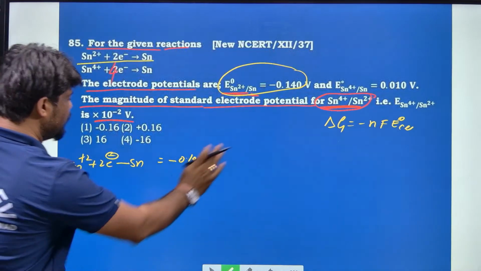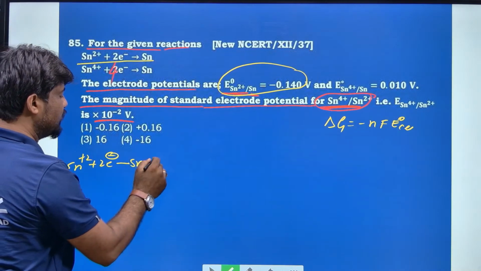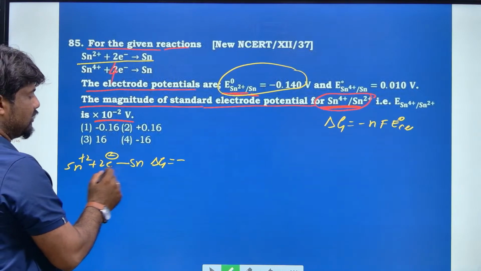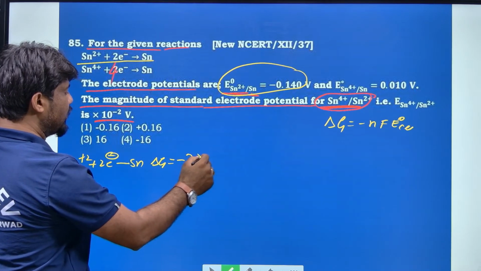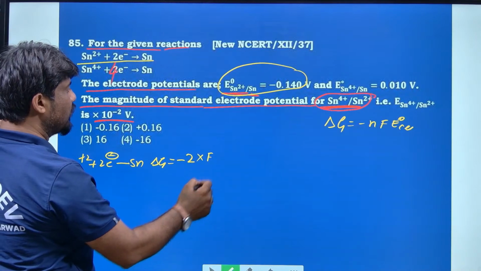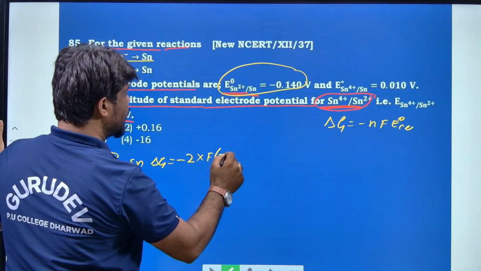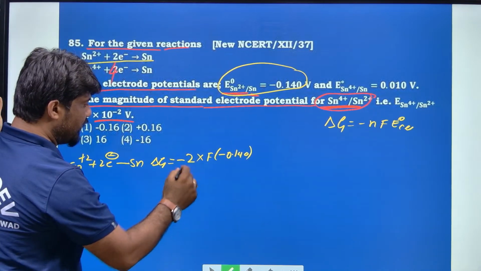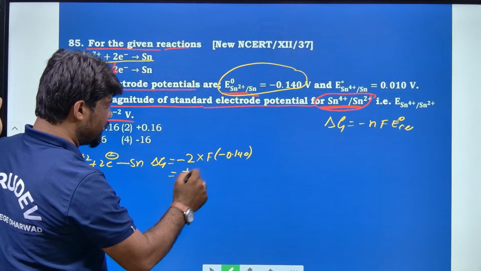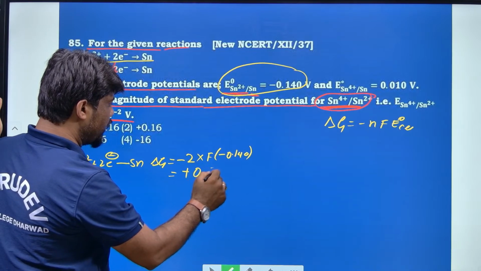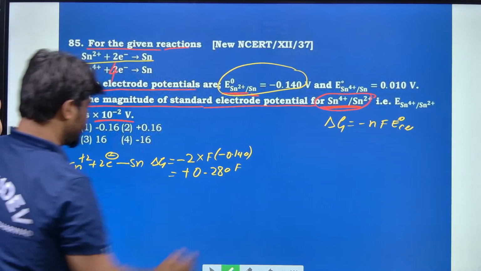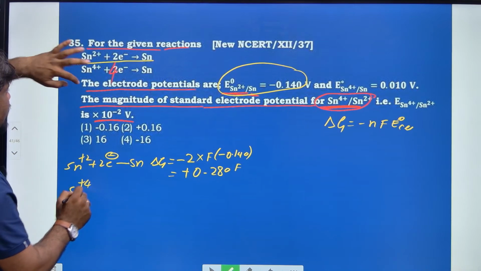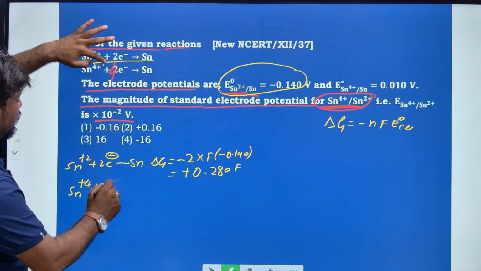For this equation, delta G is equal to minus, the number of electrons is 2, into F, which I will keep as it is, into the E naught value, which is minus 0.140. Substituting the value and simplifying, minus into minus gives plus, that is 0.280 F. Now go to the next reaction, Sn4+, by taking 4 electrons, it will give Sn.